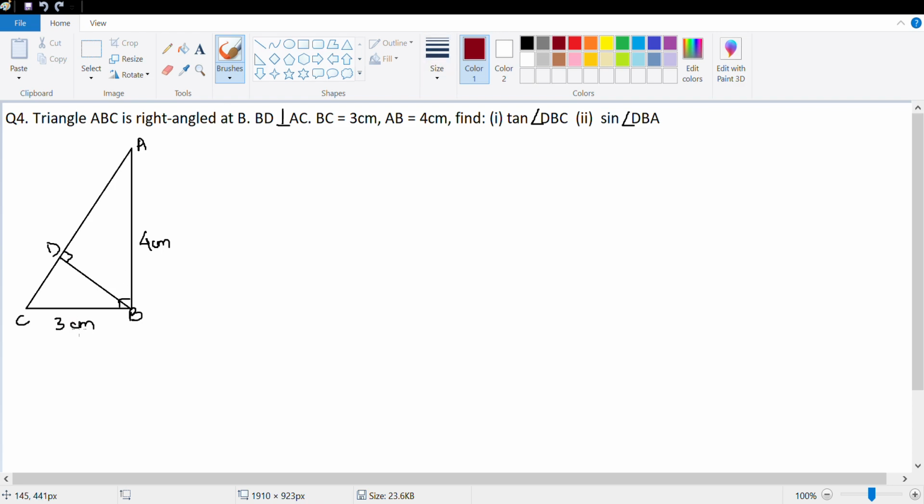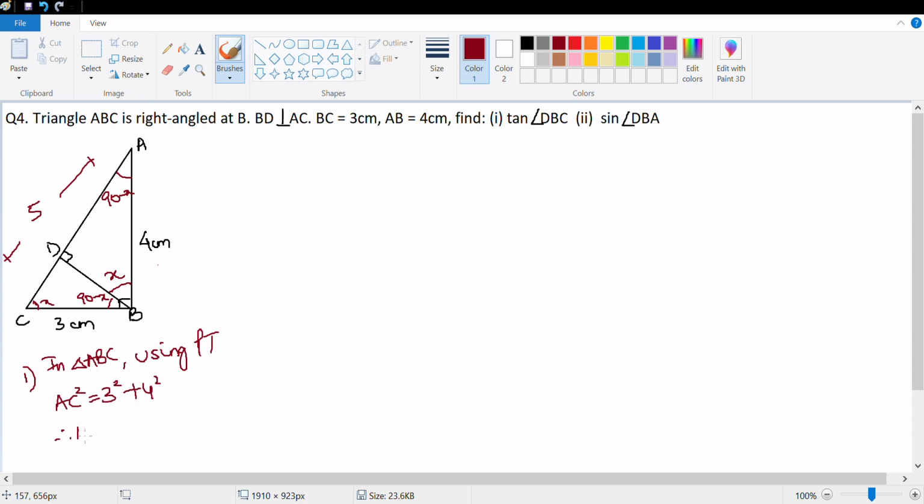So if this is 3, this is 4, then AC is equal to 5 using Pythagoras theorem. Let's take this angle as x. So in the big triangle, this angle is 90 minus x, this angle is 90 minus x, and this angle is x. Let's write that down. Number 1, in triangle ABC using Pythagoras theorem, I get AC square is equal to 3 square plus 4 square. Therefore, AC is equal to 5 centimeter.